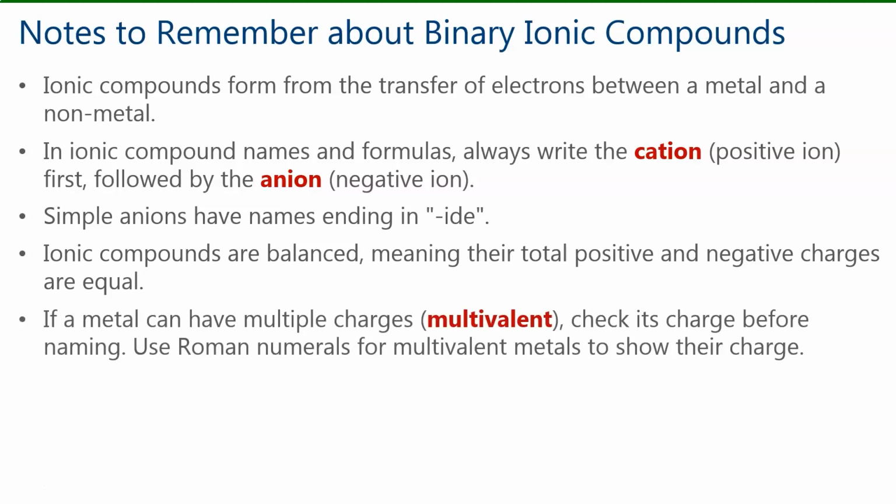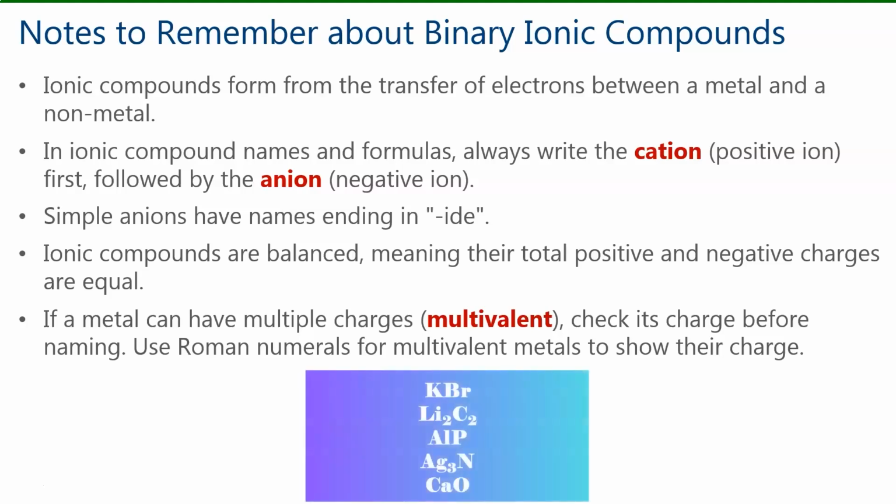If a metal can have multiple charges, meaning it's multivalent, make sure you check its charge before naming it, and use Roman numerals for multivalent metals to show their charge. Here's some examples of some binary ionic compounds. We have potassium bromide, lithium carbide, aluminum phosphide, silver nitride, and calcium oxide.